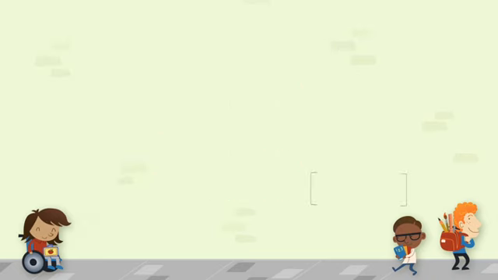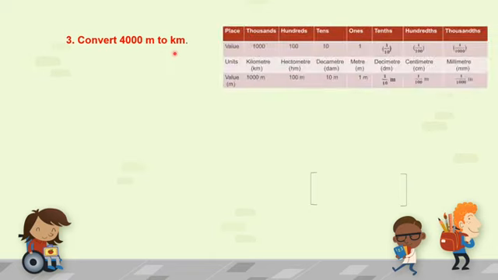Now let's see question number 3. Here the question is saying to convert 4000 meters to kilometers. Let's take the help of the chart over here to make you understand better.